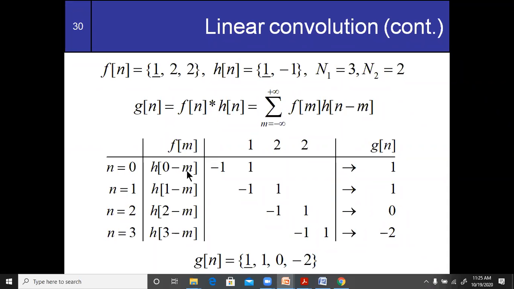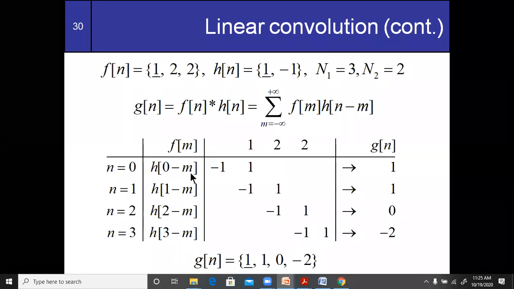h of minus m is what we have over here. When n is equal to 0, h of n minus m will become h of 0 minus m. So h of n is 1, minus 1. So h of minus m will be what? h of n is 1, minus 1. So h of minus m will be, we need to remember that this is at n equal to 0 and this is at n is equal to 1.